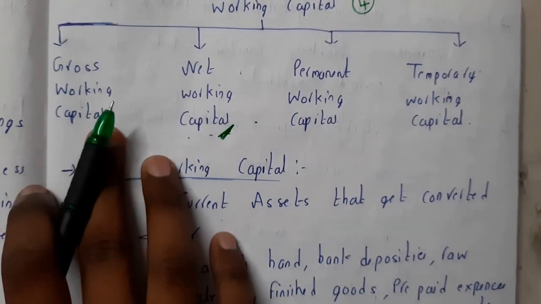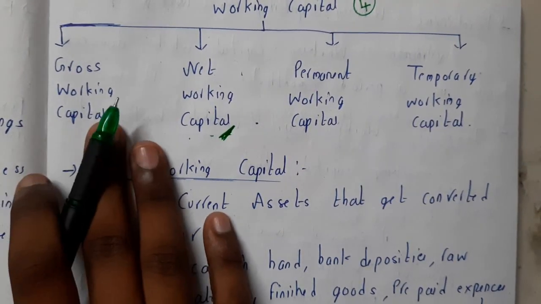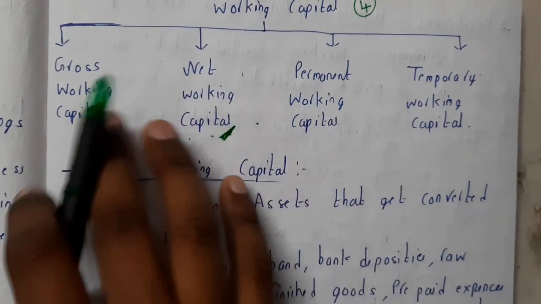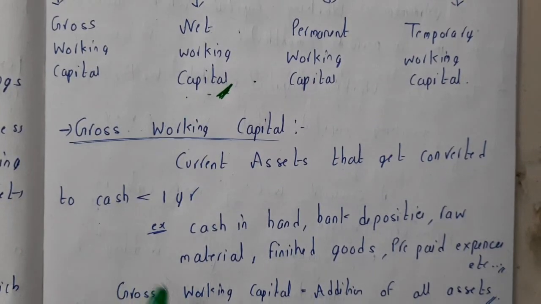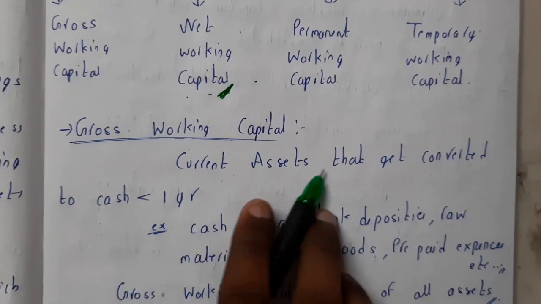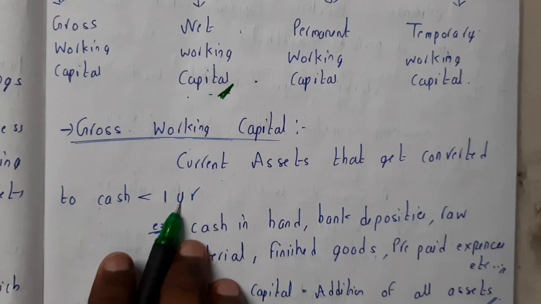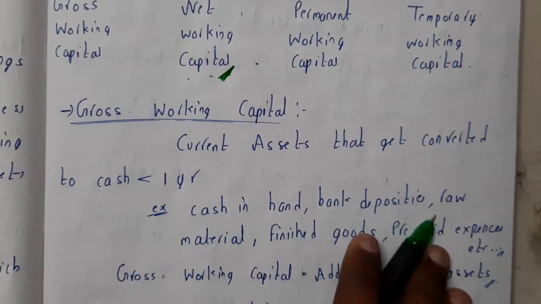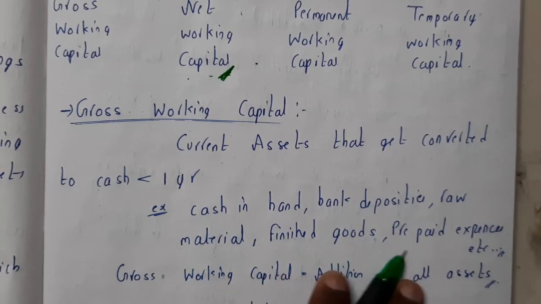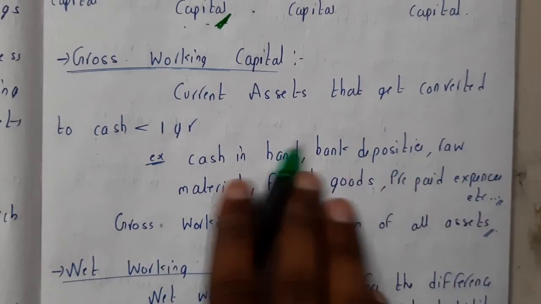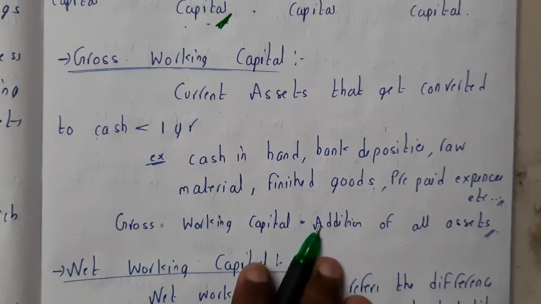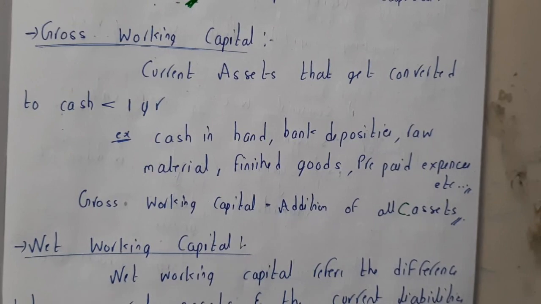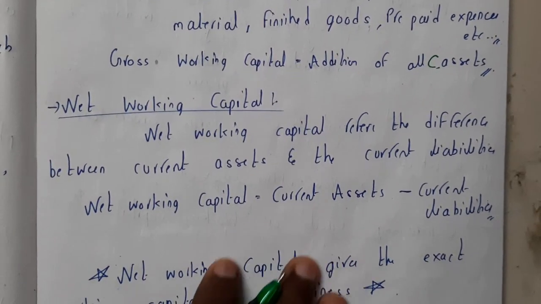So the first type is nothing but gross working capital. Gross working capital is nothing but the sum of all the assets, guys. Gross working capital is the current assets that get converted to cash within a year. Those examples will be cash in hand, bank deposits, raw materials, finished goods, prepaid expenses, etc. So you will be adding all these. So gross working capital is equal to the addition of all current assets. Fine? Okay. So let us continue.